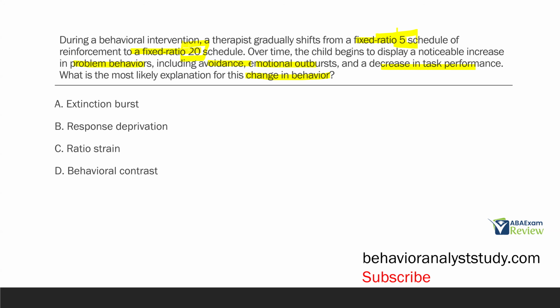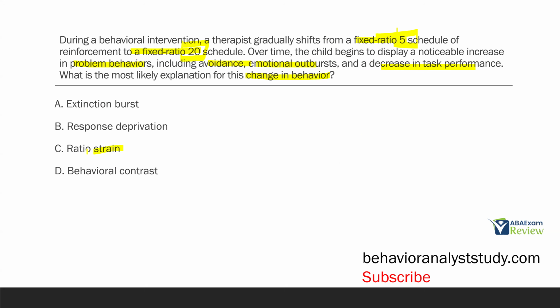So what do we call this? What would explain this? A, an extinction burst. Well, we wouldn't likely say this is an extinction burst because we're not intentionally using extinction here. We're not implementing extinction. All we know is we've thinned the schedule. What about response deprivation? Well, we talked about response deprivation in the previous questions, and we're not depriving of the responses here. We're simply thinning the schedule out, but it seems like we thinned it too quickly.